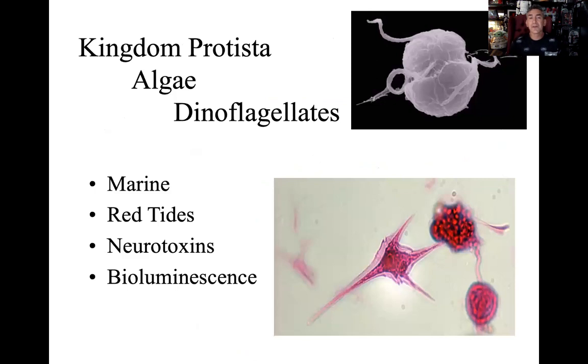So another category of the protists, the algae, would be our dinoflagellates. Dinoflagellates are quite interesting, right? They have an interesting biology. They are associated with red tides. They're marine, they live in salt water. They are capable of releasing neurotoxins. The neurotoxins are pretty potent.